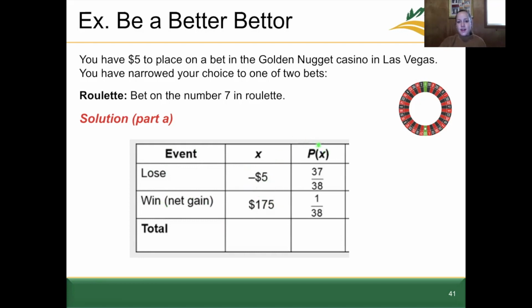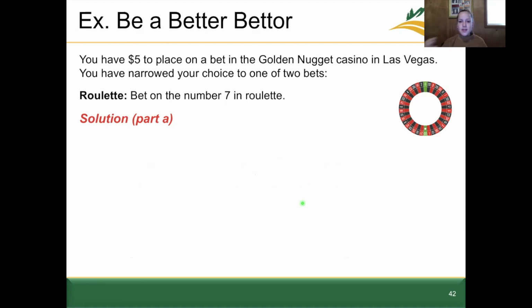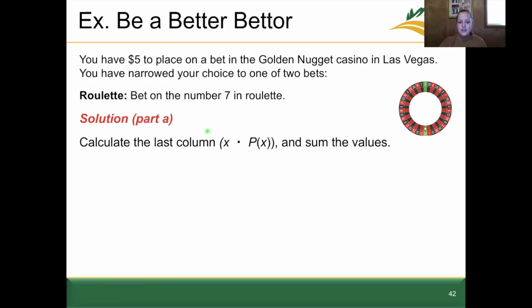So in the next column over, we need to describe the probability of these values here. So the corresponding probability is going to be 37 out of 38. The corresponding probability here is 1 out of 38. How do we find the expected value? What is that the same as calculating? Hopefully you're thinking along the lines of the expected value is the same thing as calculating the mean. So we need to calculate the mean for this case.